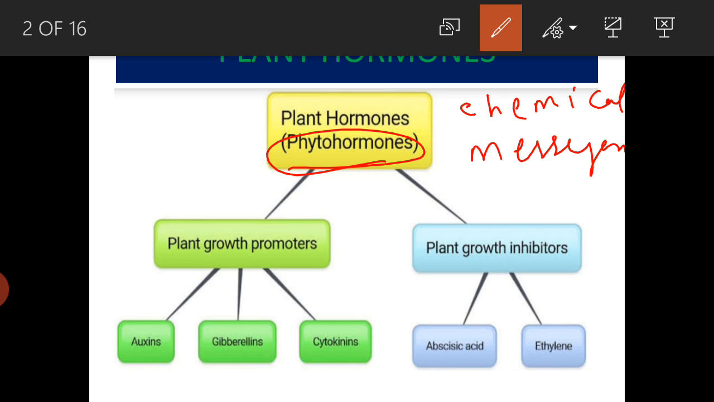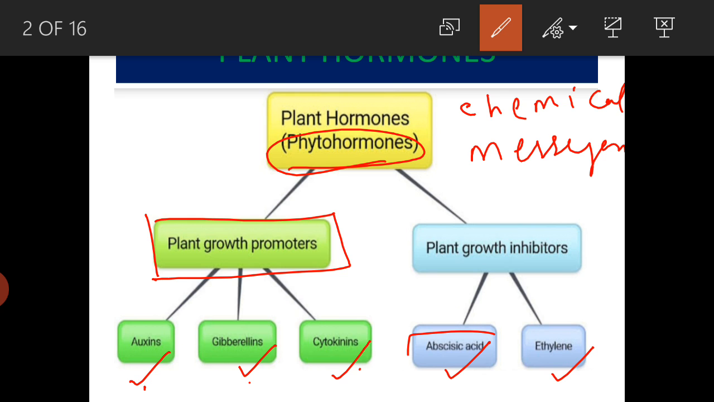There are five different types of phytohormones: auxin, gibberellin, cytokinin, abscisic acid and ethylene. Of these, auxin, cytokinin and gibberellin are called plant growth promoters, and abscisic acid and ethylene are called plant growth inhibitors.